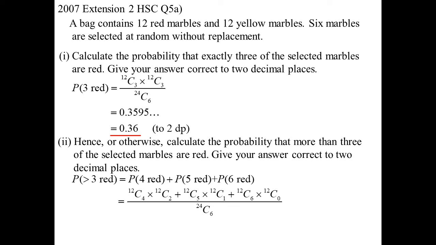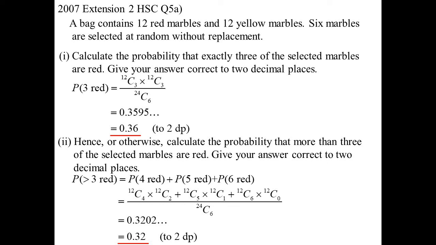4 red. So from the 12 red, I'm going to choose 4. Which means from the 12 yellow, I'm going to choose 2. Or, so we add, 12C5. So I'll choose 5 of the red and then 1 of the yellow. Or 6 of the red, none of the yellow. And all of that tidies up to be 0.32. That seems to be an otherwise method. I didn't really use part I, other than it's the same idea, I suppose.